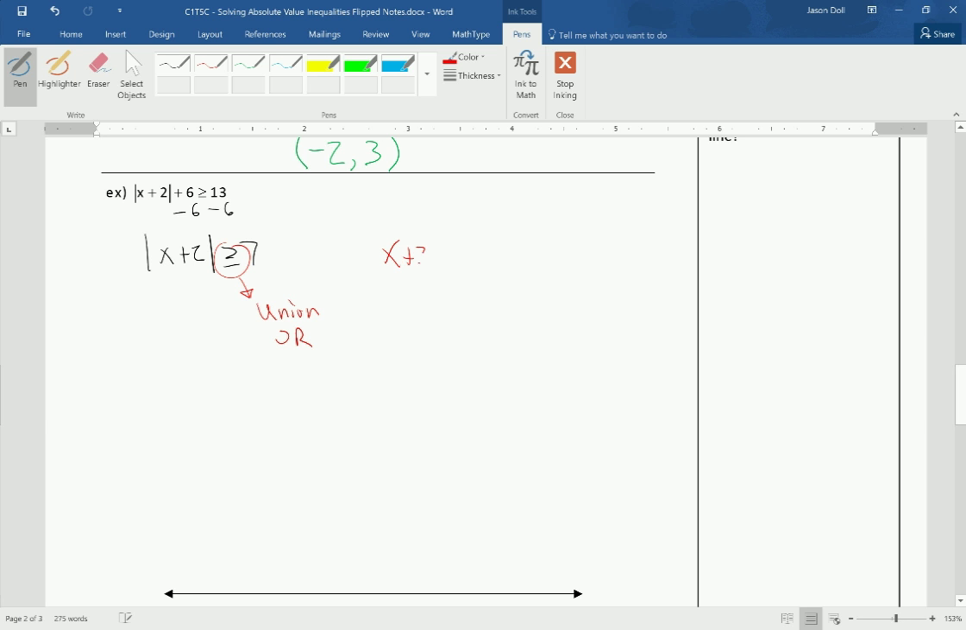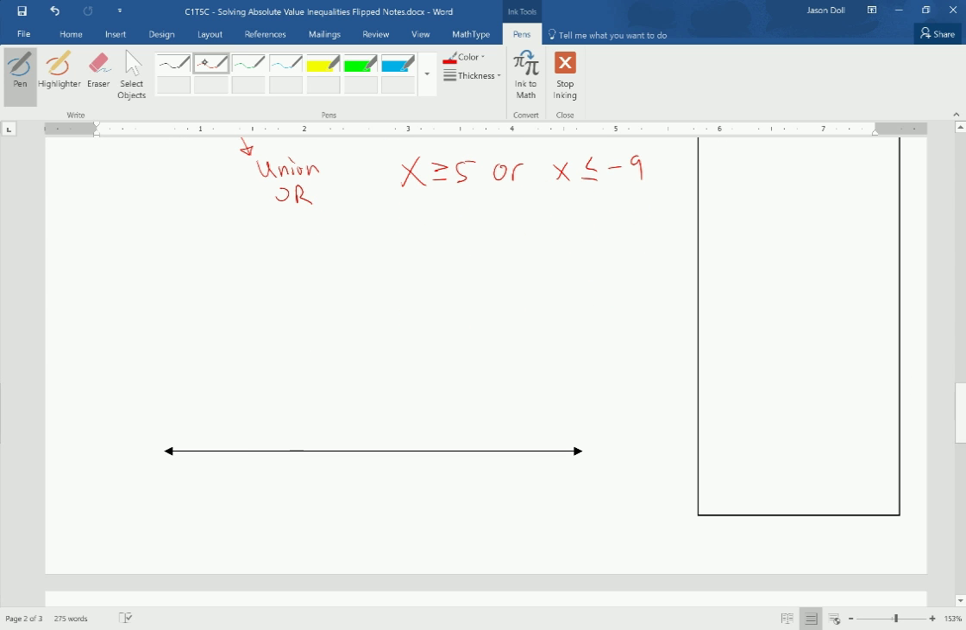All right, so I'm going to have x plus 2. How can I be further away than 7? Well, I can be greater than or equal to 7, or I can be less than or equal to -7. Those are the two ways I can be further than 7, more than 7 units away from 0. So I solve this here. I'm going to get x is greater than or equal to 5, or over here, x is less than or equal to -9.